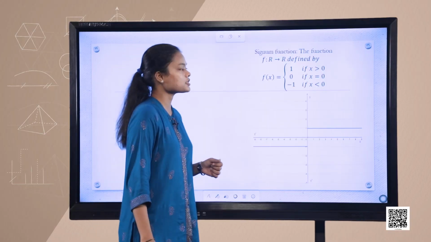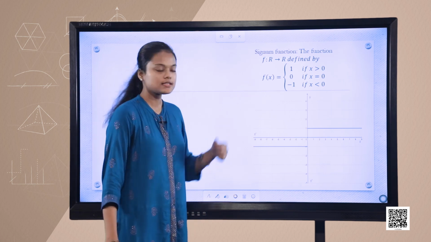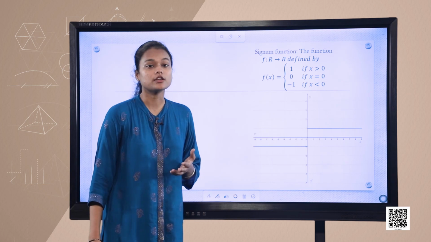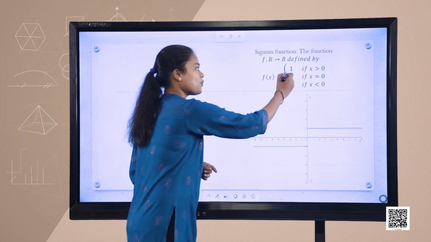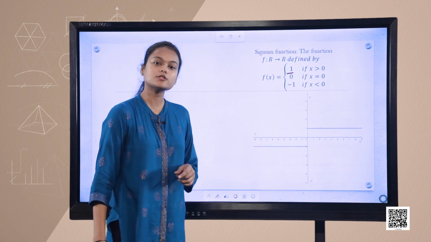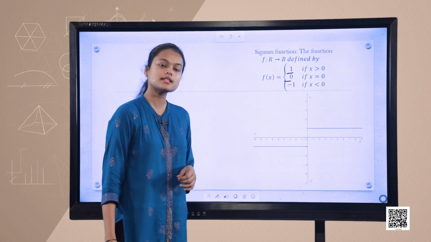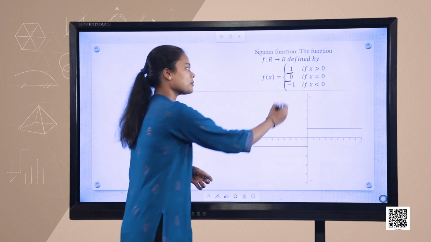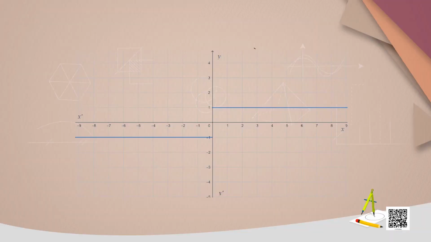So let us see some more special functions, which is the signum function. The signum function is a real valued function where f of x takes 3 values. Whenever x is positive, it will take 1. When x is equal to 0, the value of the function becomes 0. And when x is less than 0, the value of the function becomes negative 1. It is easy to plot and you may see the graph in this.